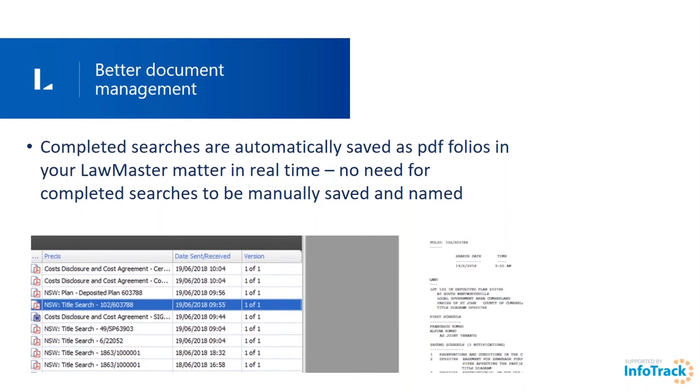If it's a search that is not instantaneous, so it's not something like a title search that comes through straight away, it's a council certificate, say, that might take a week to come back. Once that is completed, not only will you receive your email from LawMaster as normal, but it will also automatically save into LawMaster. You don't have to go and remember to manually do that. So again, it means you have everything automatically in one place. No one has to spend the time to drag them into the matters, no chance of dragging them into the wrong matters, just saving you time and energy there and increasing your efficiencies.